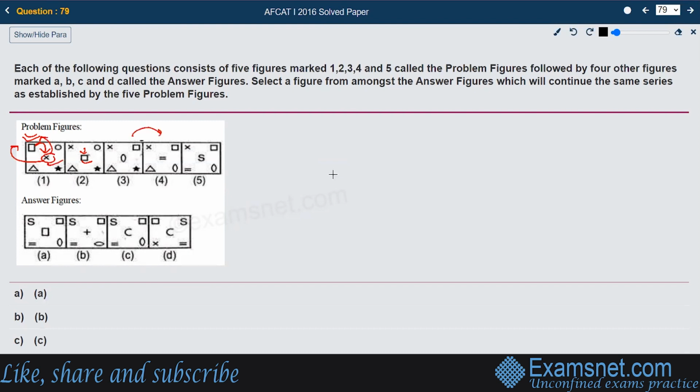Earlier they were doing it with the left corner, now they are doing it with the right corner. They did it with the left corner, now they will be doing it with the right corner from 3 to 4. See, the top corner one has come inside, and a new shape has been introduced on the right side.